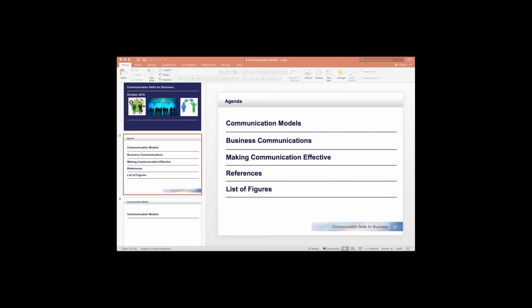So the second question that I want to ask you is, what is involved in the communication process? Where does a communication take place? How does it take place?